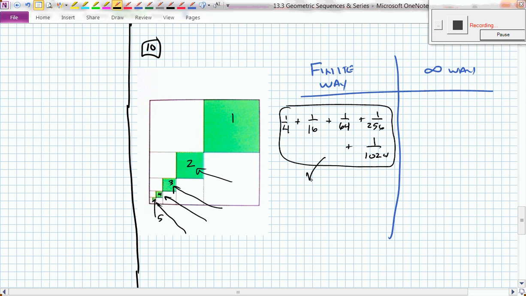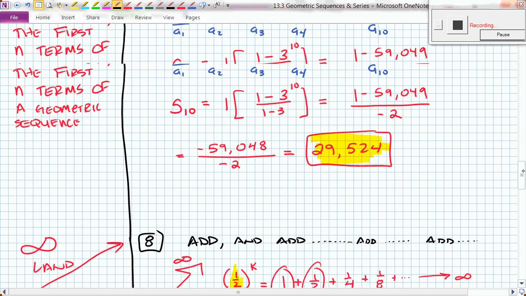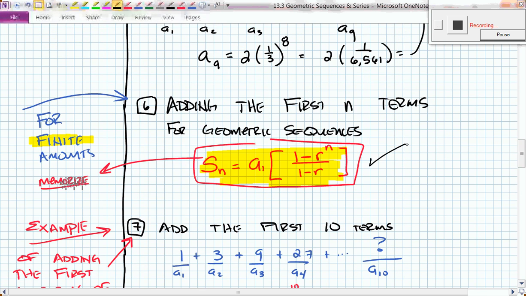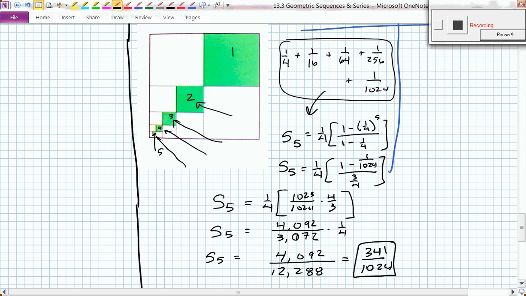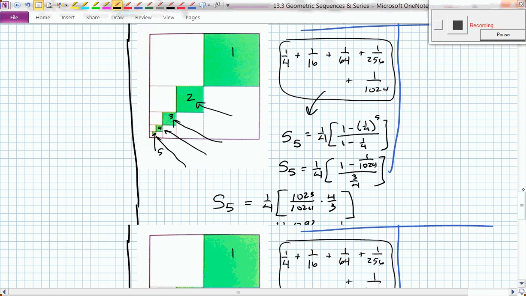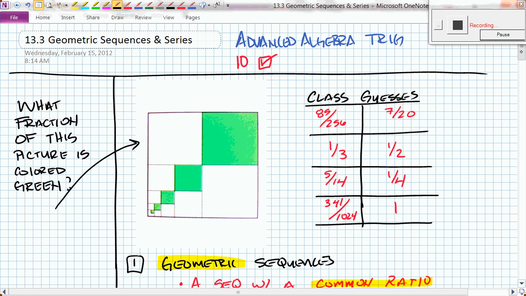So if you add all those up, who's done it already? What'd you guys get? Well, shoot. We don't have to, right? Can't we use this formula right here? Because that's the sum of a geometric sequence. Okay, so we just did a bunch of math, and we came up with 341 over 1024 for the finite way. If we go back up to our guesses here.